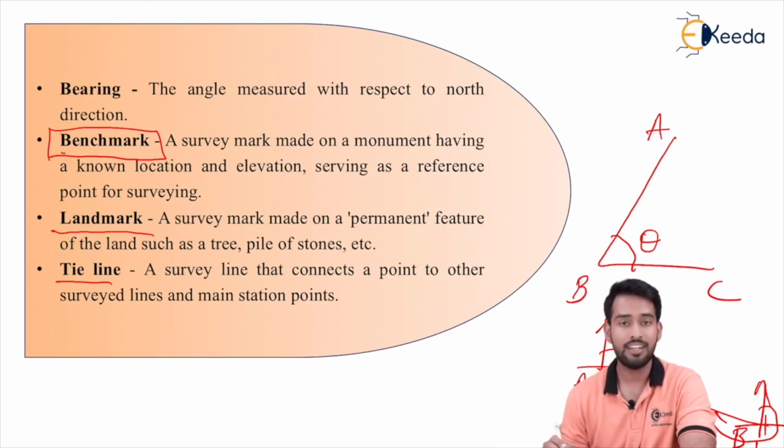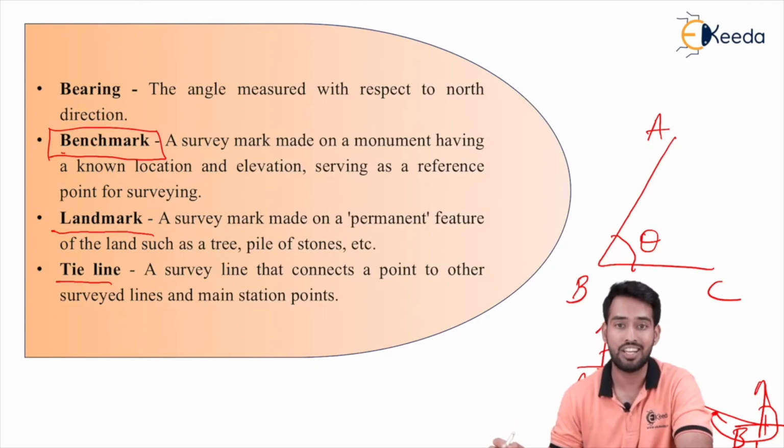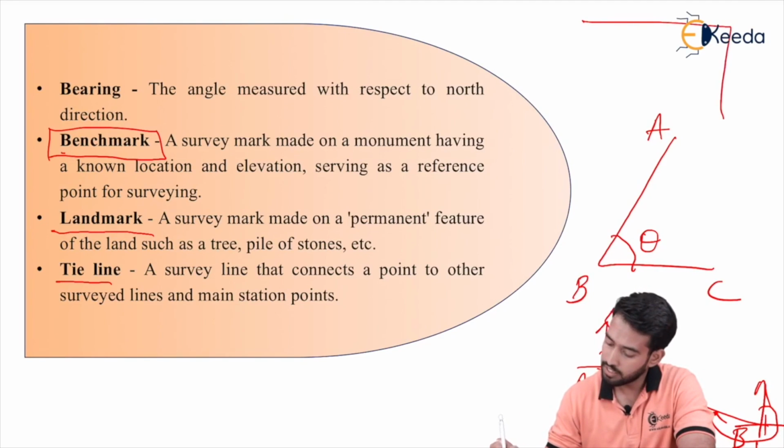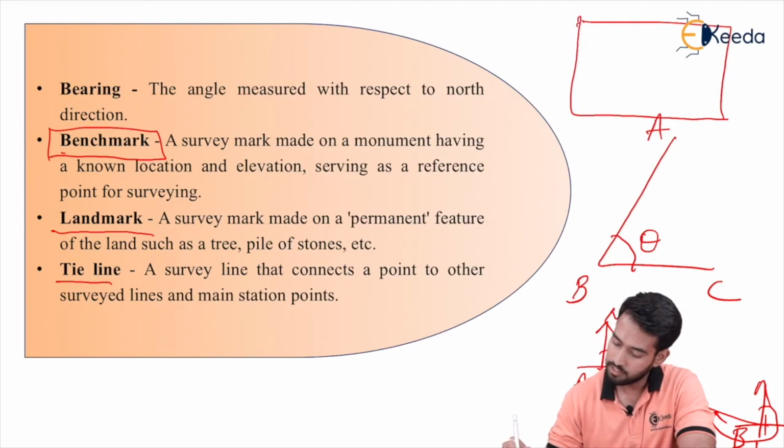Next is tie line. Like the baseline, a tie line is nothing but a line which joins the points of secondary stations. As we can see, these are the boundaries. These are your main points A, B, C, D.